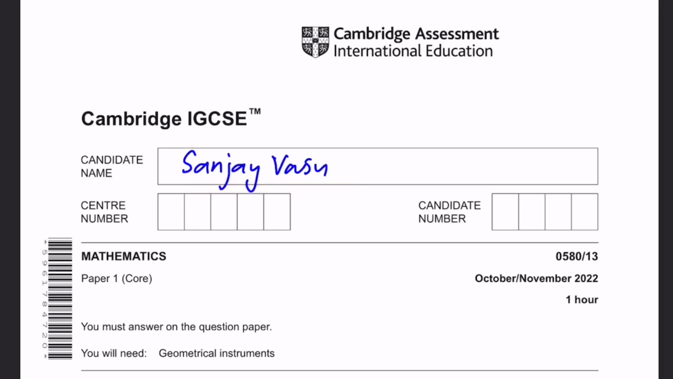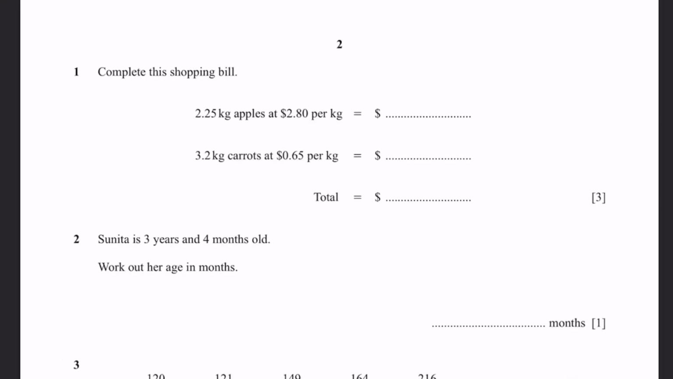This time I'm doing it on Cambridge IGCSE Mathematics Paper 1 Core for October or November 2022. Let's start. Question 1. Complete the shopping bill.